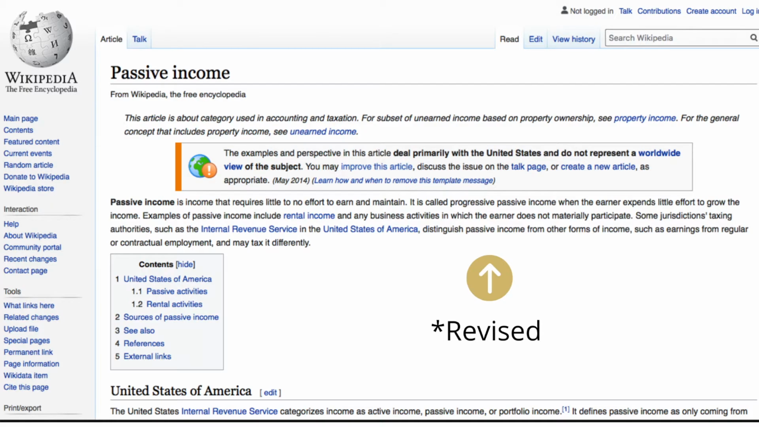According to Wikipedia, passive income is income resulting from cash flow received on a regular basis, requiring minimal to no effort by the recipient to maintain it. The important point here is maintain, because it does take some time and effort to manage.